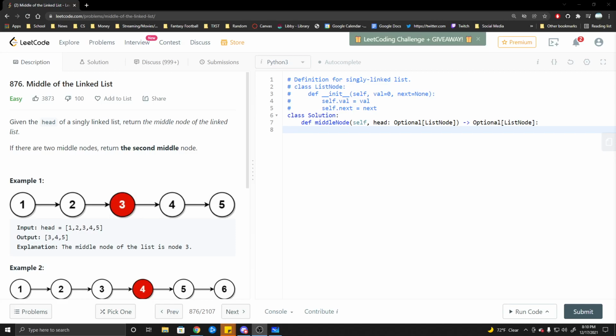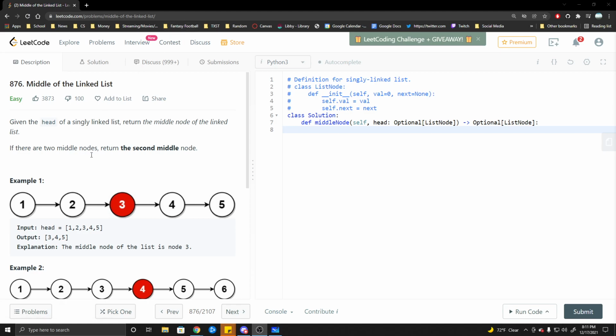Today we're doing Middle of the Linked List, which is an easy problem. It says, given the head of a single linked list, return the middle of the linked list. If there are two middle nodes, return the second middle node.